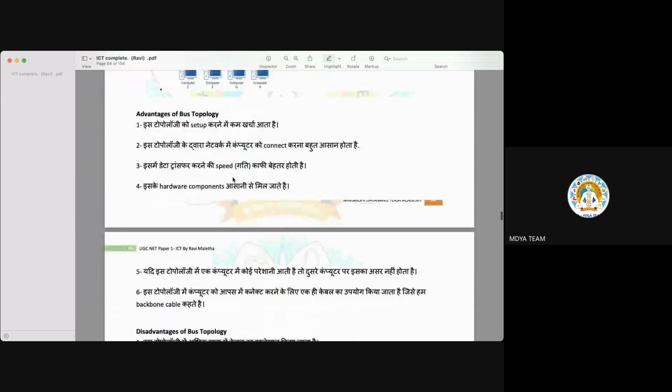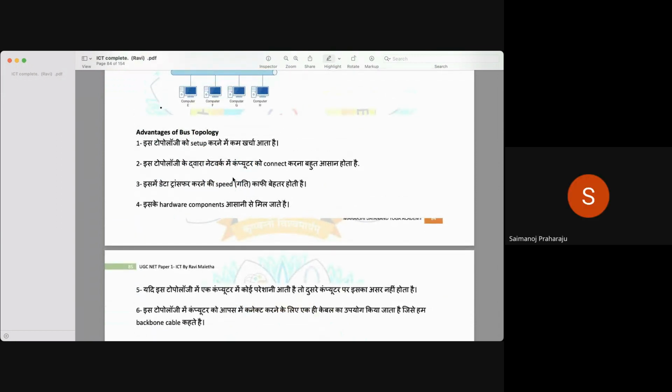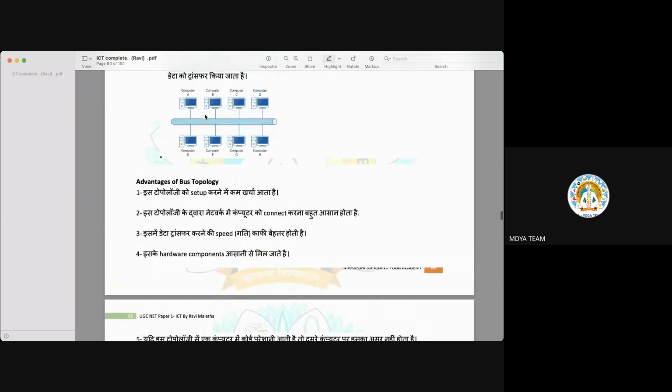So advantages are what? This is a very... Can you repeat, ma'am, the last one once? If there is any fault in this cable, then the connection will get disrupted, right? So the communication or the data transfer will be disrupted if there is any fault in the cable. All right. Okay.